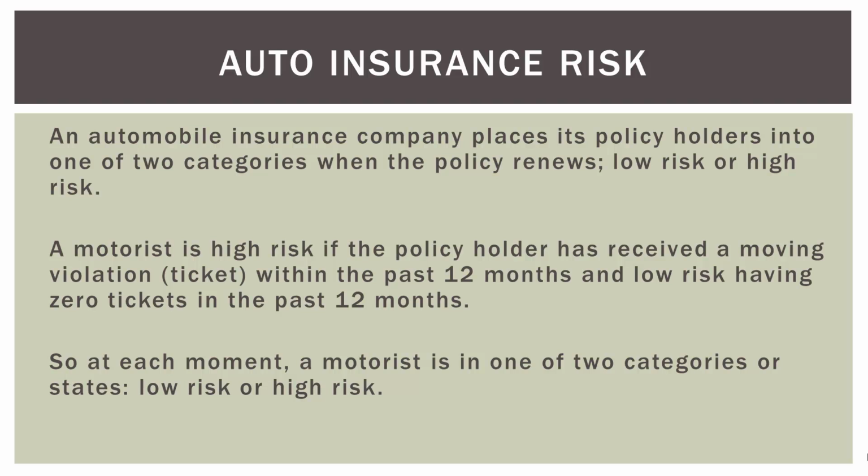And of course, this only happens when the policy renews. So I could be in the high risk category right now, and my auto policy renews, but in the past 12 months, I have not had a speeding ticket or anything like that. So when my policy renews, I will be placed in the low risk group. So this is sort of a process. Depending on what has happened in the past 12 months, you can go from low risk to high risk, back to low risk, etc., simply based on your driving record. Okay, so just one of two categories are what we call states.